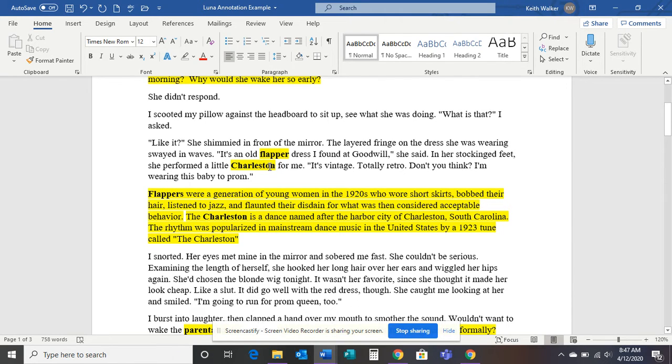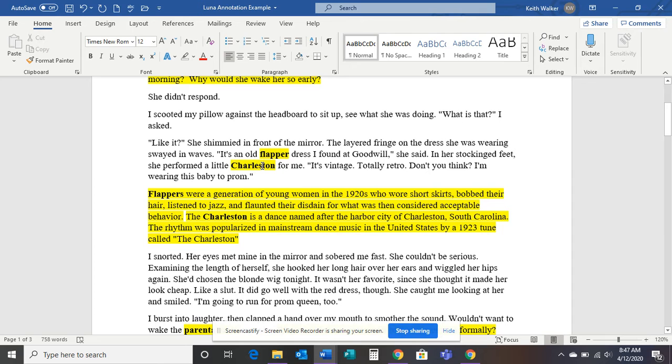Also, it says she performed a Charleston for me. So I knew that Charleston was a dance, but I went ahead and looked it up, and I put a definition here. The Charleston is a dance named after the harbor city of Charleston, South Carolina. The rhythm was popularized in mainstream dance music in the United States in 1923. Yeah, blah, blah, blah. So this was not in the story. I added all of this. This is my annotation. So when you add annotations, I'm asking you to add to it. Write a note. Don't just highlight the sentence.